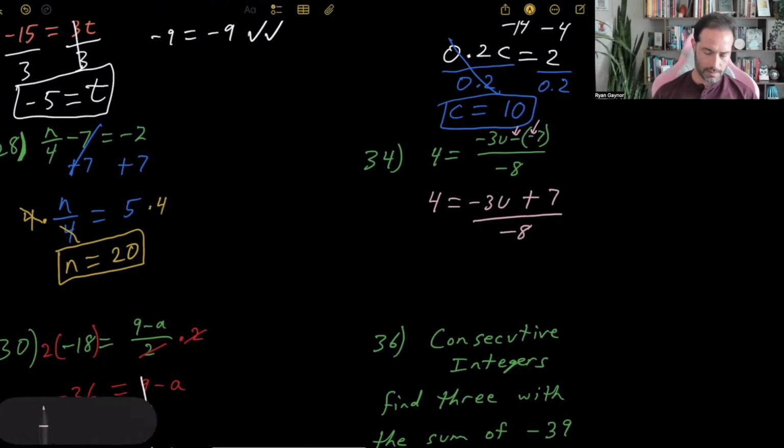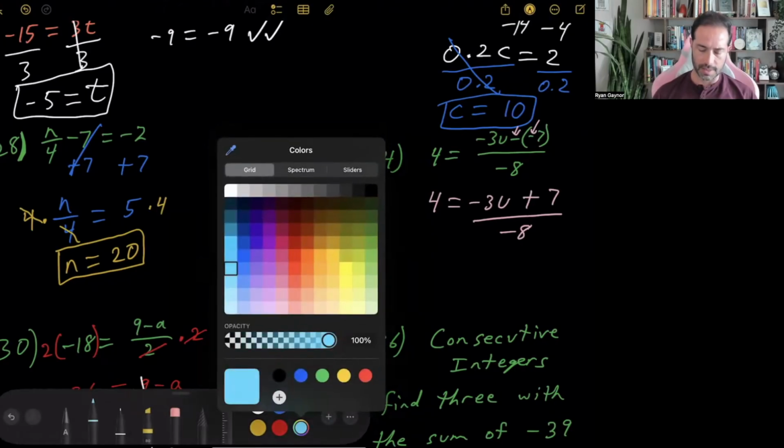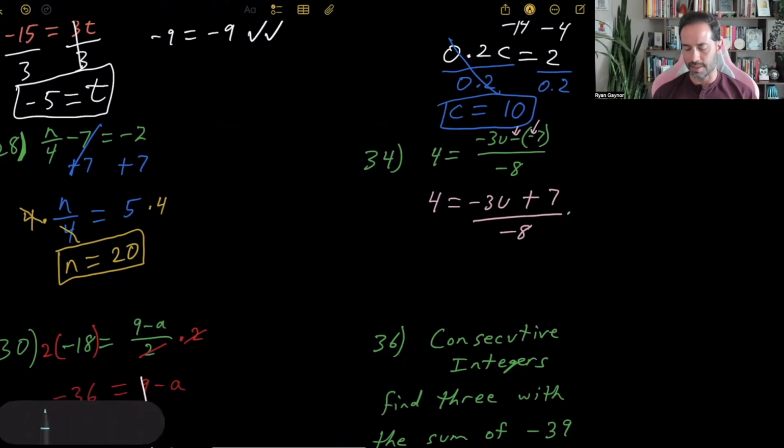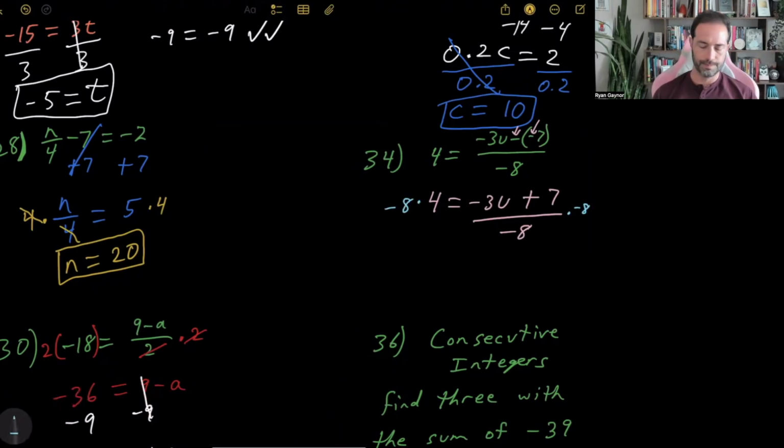Okay, so now we're going to do the opposite. Well, the whole side is being divided by negative 8, so I got to multiply by negative 8 on both sides. On the left side, we have negative 8 times 4. A negative times a positive is a negative, so negative 32 equals, we have a negative 8 divided by a negative 8. That cancels out to just 1. So it would be times 1, so nothing happens, right? So then we have negative 3u plus 7 is left over.